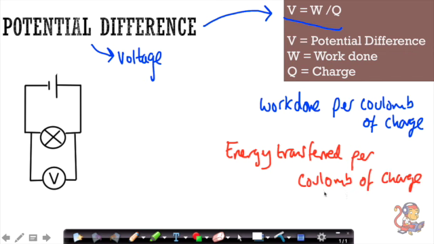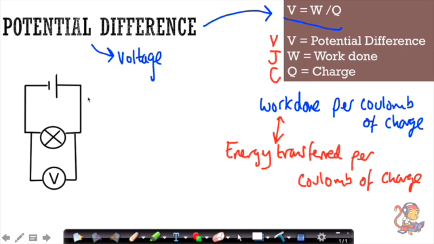Remembering from a previous video that coulombs are the units for charge. So you can either think of it as the work done per coulomb of charge or the energy transferred per coulomb of charge, because these two things are the same thing. Again, they won't give you a unit, so you'll need to remember the potential difference is measured in volts, capital V, work done is measured in joules, and charge is measured in coulombs.